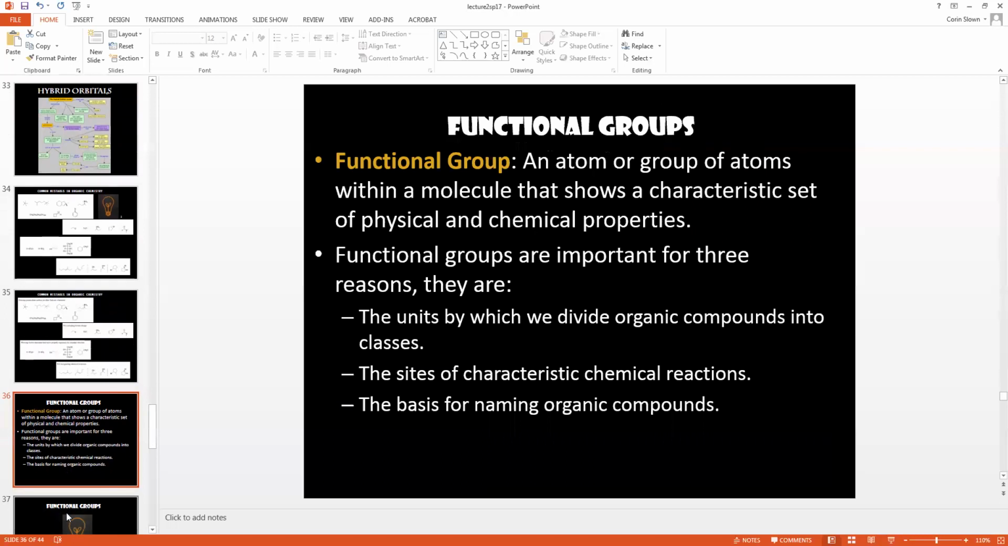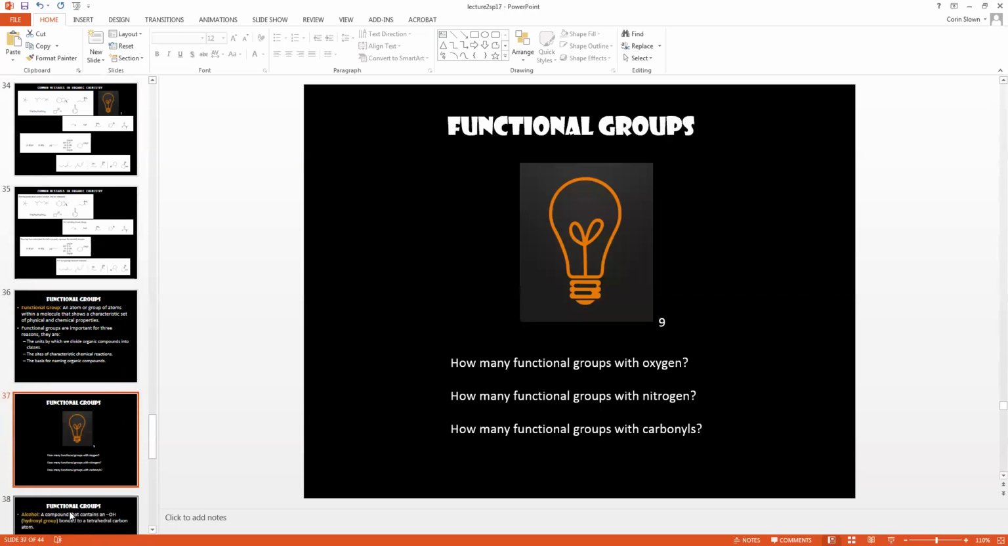The last task that we're going to talk about is functional groups. Functional groups are atoms or groups of atoms within a molecule that show a characteristic set of physical or chemical properties. It's important for us to know functional groups for three reasons. We divide organic compounds into classes based on functional group. They're also the sites of characteristic chemical reactions, and they're the basis for naming organic compounds.